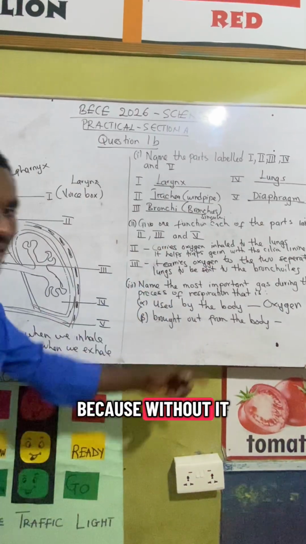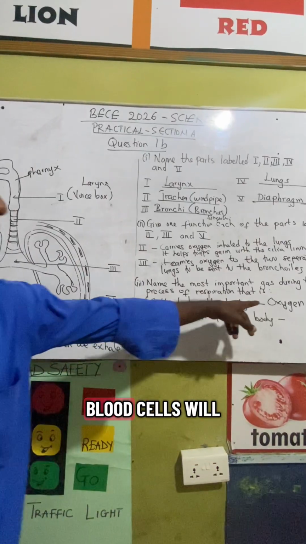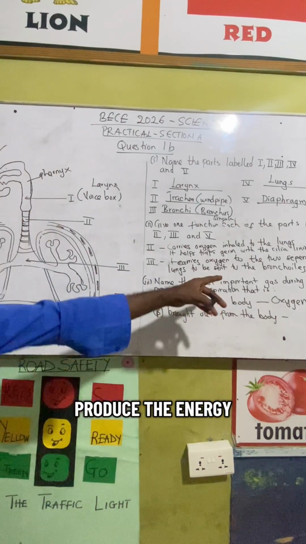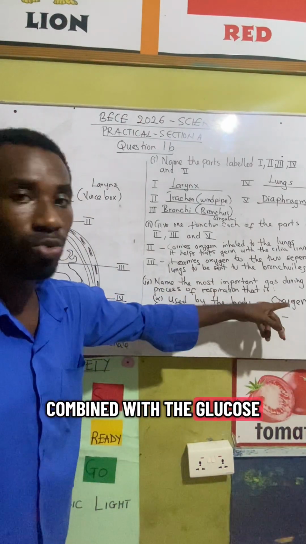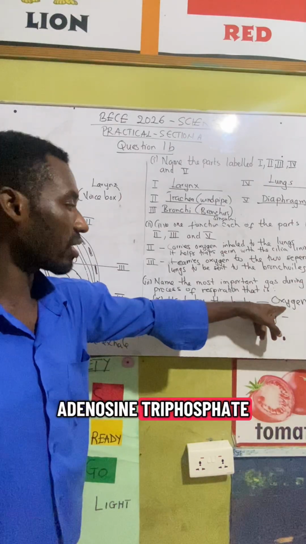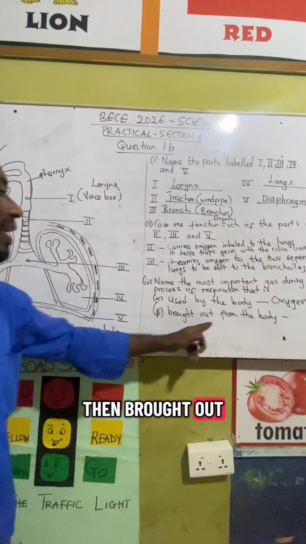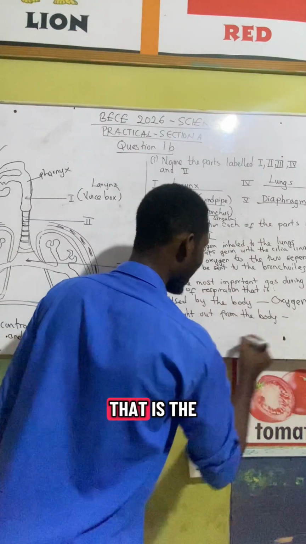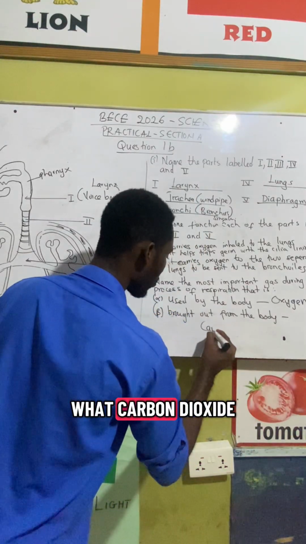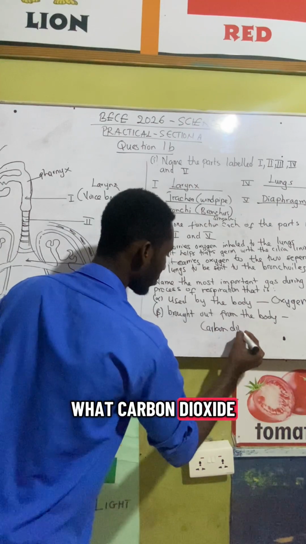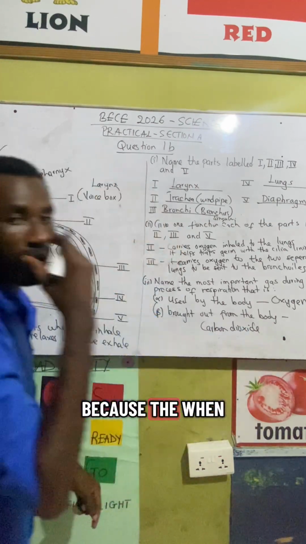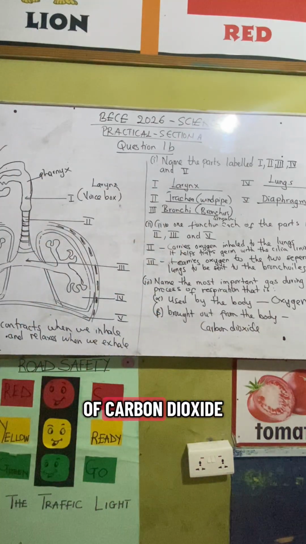Because without it you cannot breathe, and that is what the red blood cells will carry to produce the energy. When the oxygen combines with the glucose, it produces adenosine triphosphate, which is the energy for you to get in your body. Then what is brought out from your body, you know that one already. That is the what? Carbon dioxide. Because when you breathe in oxygen, you bring out what? Carbon dioxide.